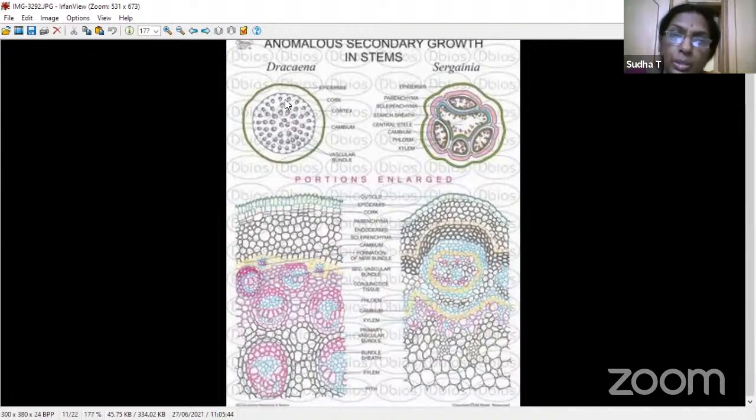Okay, so this is the ground view. This is how the vascular bundles are seen in the beginning. But slowly, when the secondary growth happens, a compact arrangement of the vascular bundles is going to form, and they are very special in their anatomy.